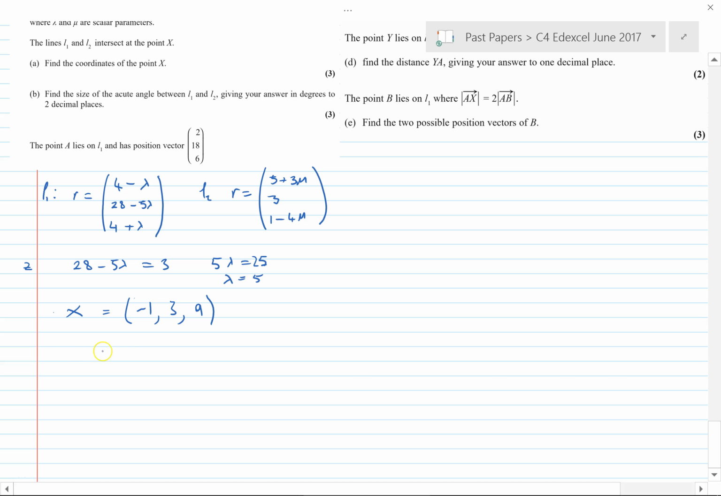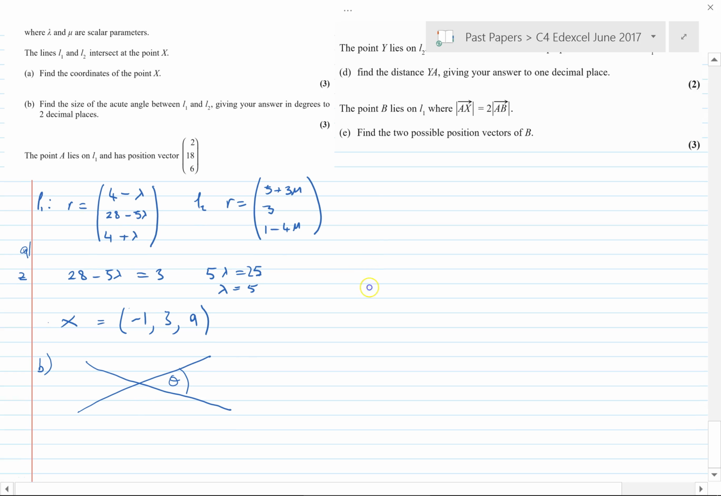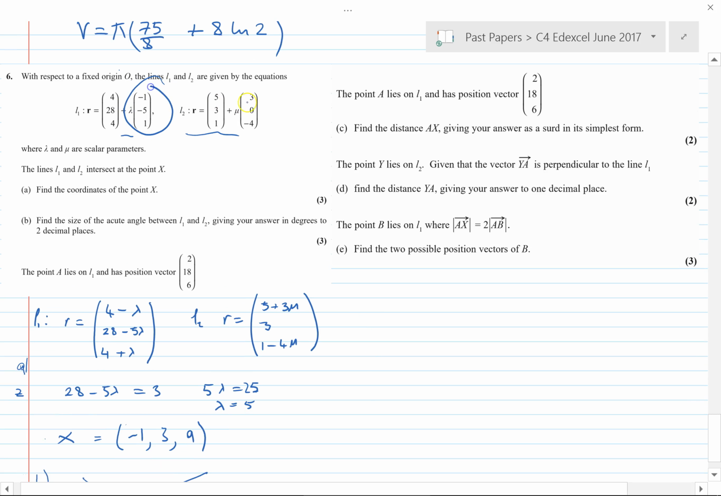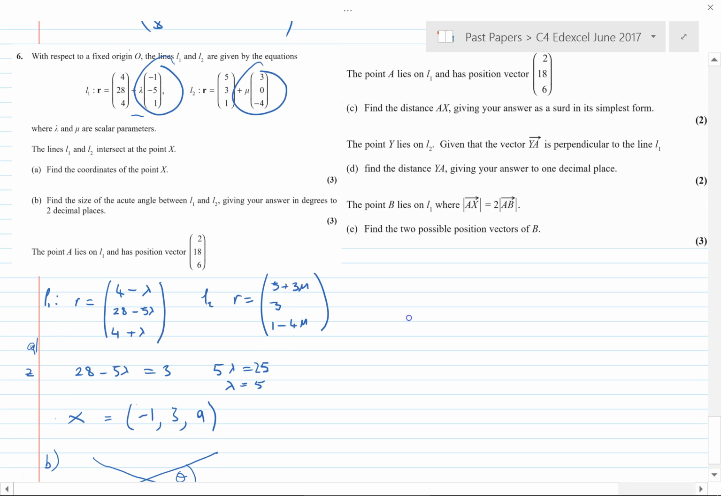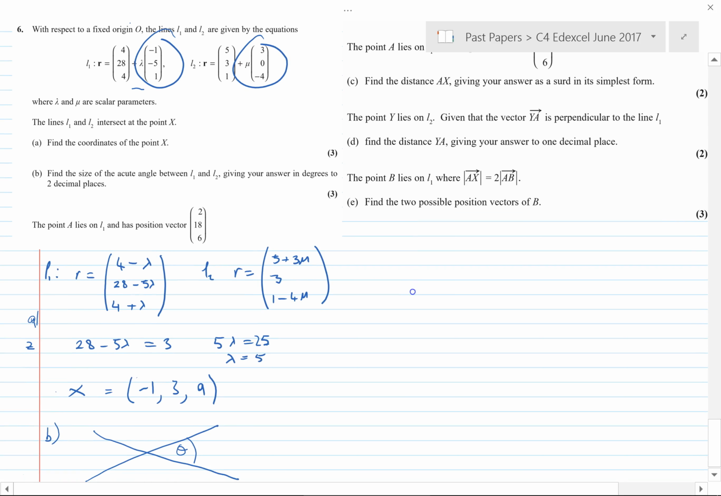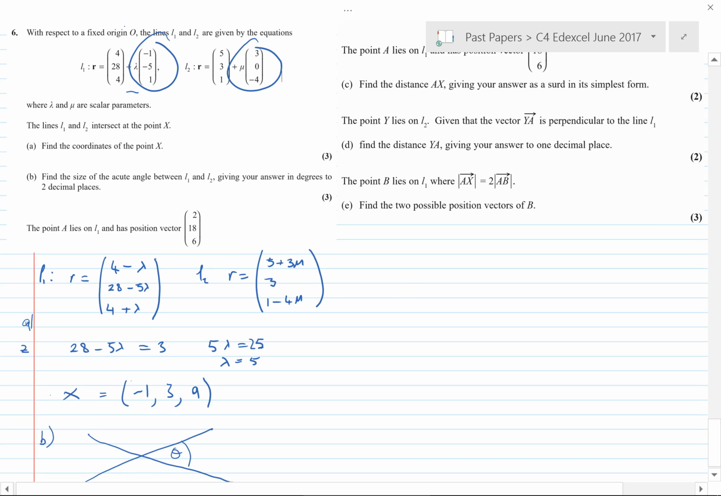Then it talks about finding the point where they intersect. So it says find the angle of intersection of the two lines, and we want the acute angle where they meet. And it's the direction vector that we're after. So it's those two bits that we need, because that specifies the direction, which is what we need when we're looking at an angle.